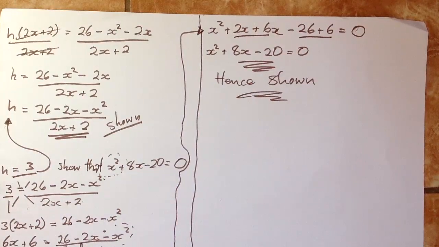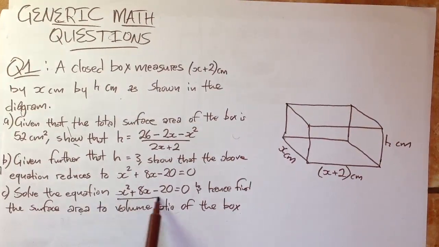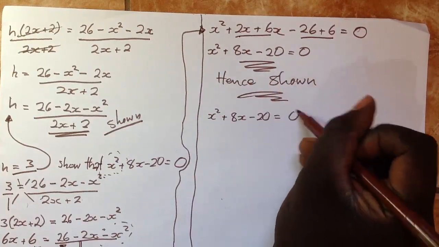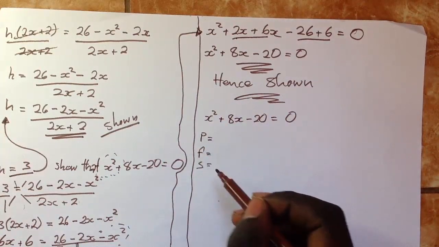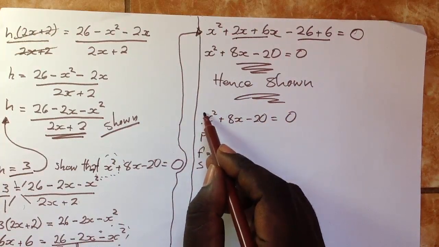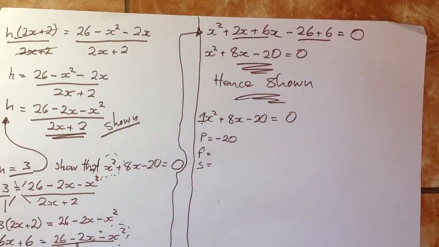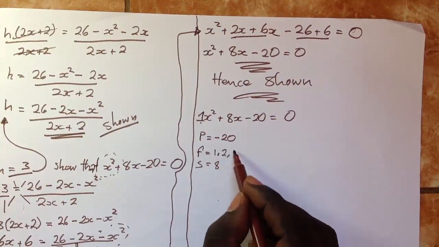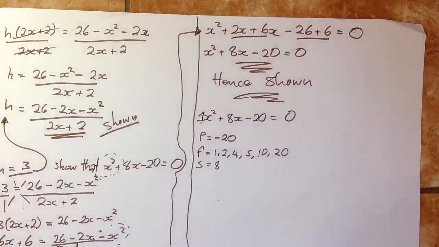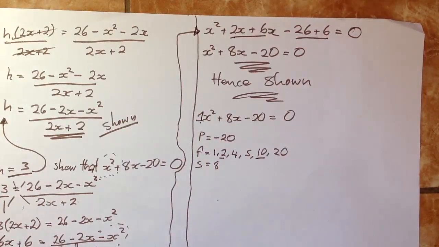So we can now look at the third part of the question, which said solve the equation that we just found, and hence find the surface area to volume ratio of the box. So that is our equation, which is a quadratic expression which needs the product, factor, and the sum. x squared is just the same as 1x squared. Multiplied by minus 20 gives us minus 20, of course. The sum of the factors should give us 8. The factors here are 1, 2, 4, 5, 10, and 20 itself. So to get the sum of 8, we'll obviously need 10 and 2, 2 being negative and 10 being positive.